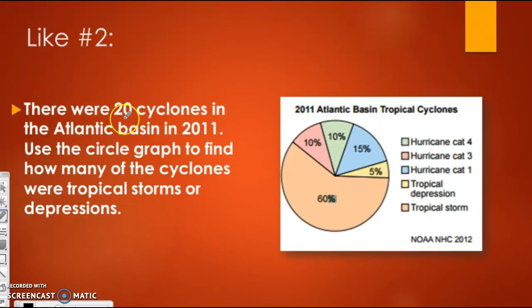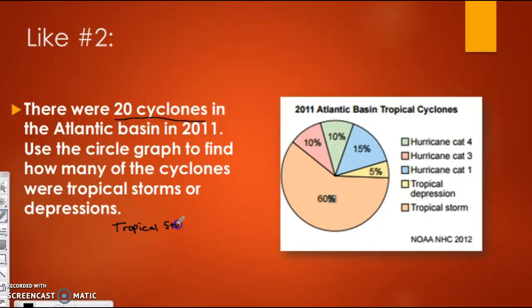All right, so let's read the question now. There were 20 cyclones. Apparently, a cyclone would include all of those hurricanes, depressions, and storms. Use the circle graph to find how many of the cyclones were tropical storms or depressions. All right, so the first thing I want to do is I want to write down tropical storms.